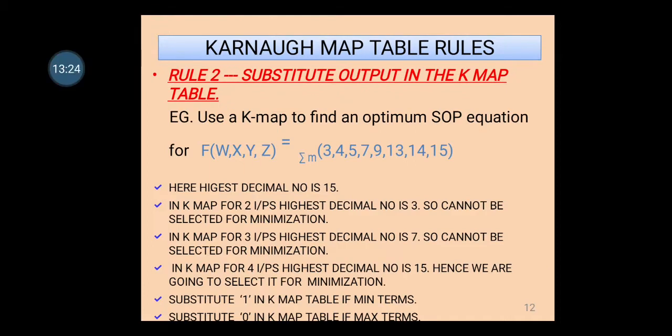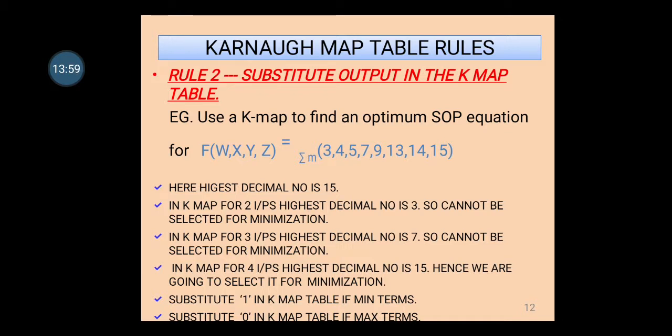So we'll take one more example for the substitution of the output. Here the given function is f of w, x, y, z. So here the 4 inputs are already given, but if it is not given, then you have to identify it using this equation only. Here it is given summation small m, so it is your SOP equation. Small m means min terms, and a summation sign is there, and the cell numbers are already given here, and the highest number is 15. So therefore we are going to use the K-map table for 4 inputs.